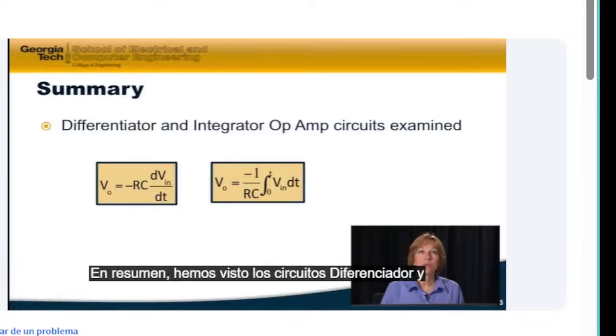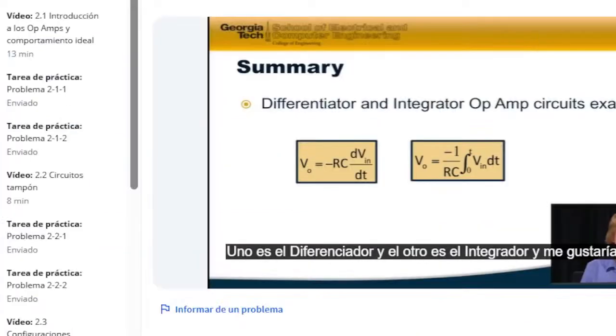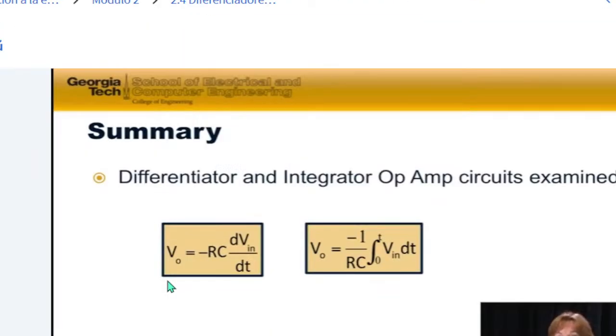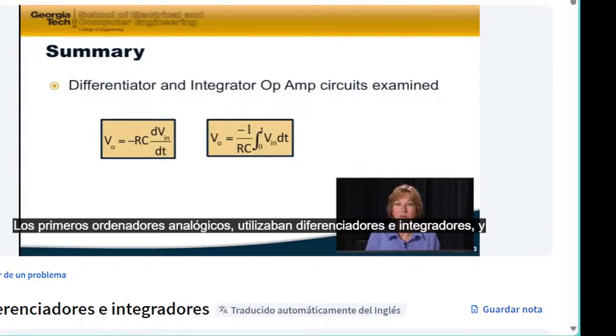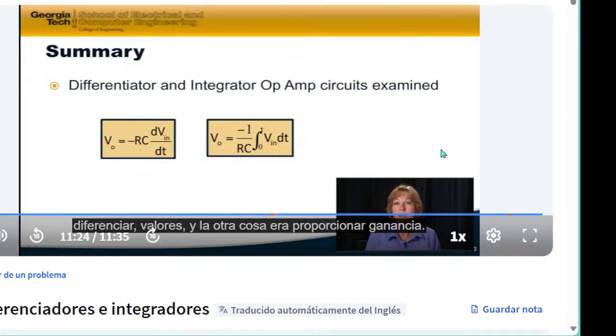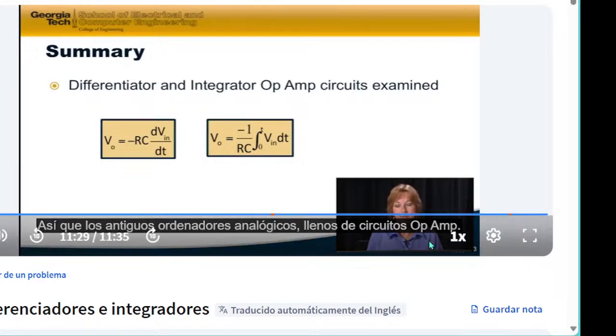In summary, we have looked at differentiator and integrator op-amp circuits, and we come up with these two input-output equations for these two circuits. One is the differentiator and the other is the integrator. And I might mention that these two circuits were very important to early analog computers. Early analog computers used differentiators and integrators, and they used op-amps all through those computers in order to be able to do two things. One was integrate and differentiate values, and the other thing was to provide gain. So old analog computers were full of op-amp circuits.